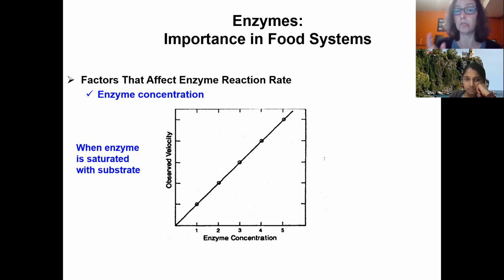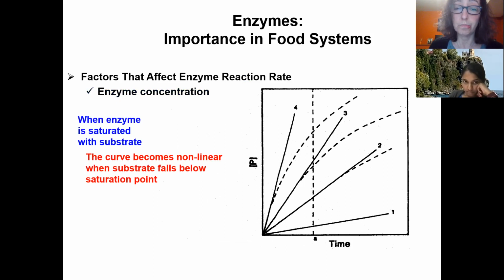So the higher the enzyme concentration, the higher the rate of the reaction. However, when we're setting up our assay, we need to determine the concentration of the enzyme that we want to use and the time that we want to use to monitor our reaction or to end our reaction. So these two factors are important.